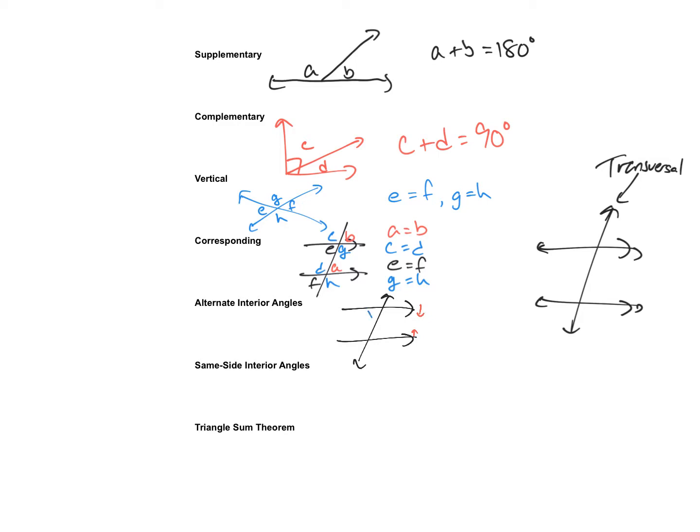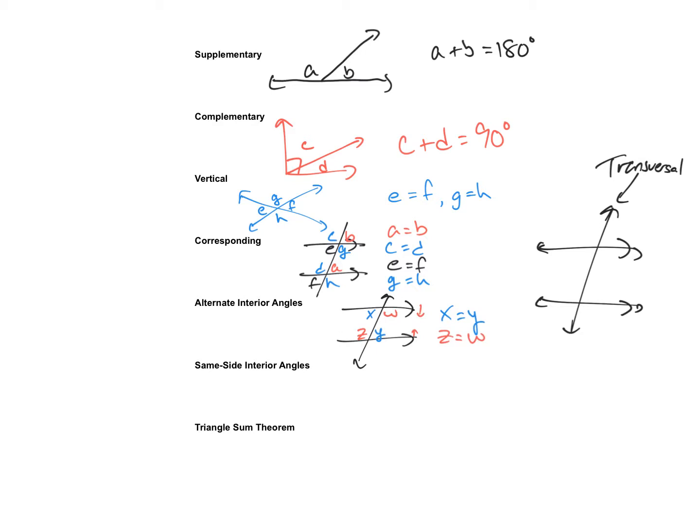I'm going to have X and Y. X and Y are both equal, and they're alternate interior angles. And then we have, let's say, Z and W. Z and W are also alternate interior angles, and those are equal.